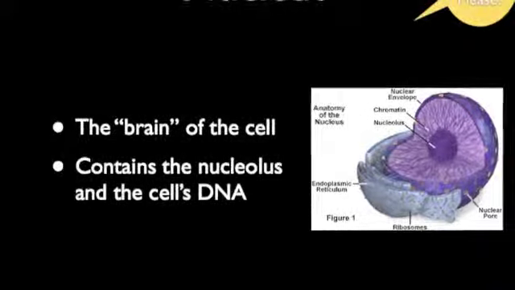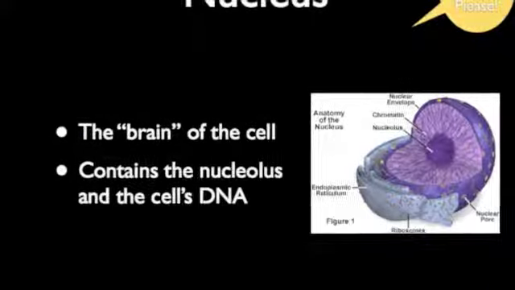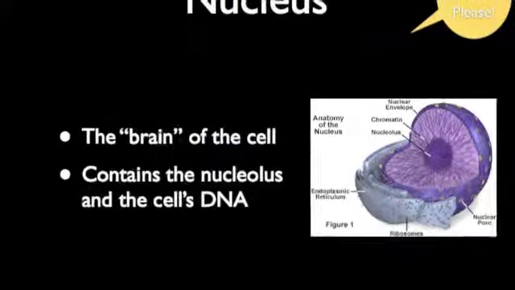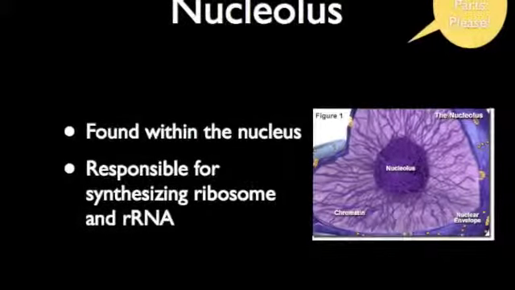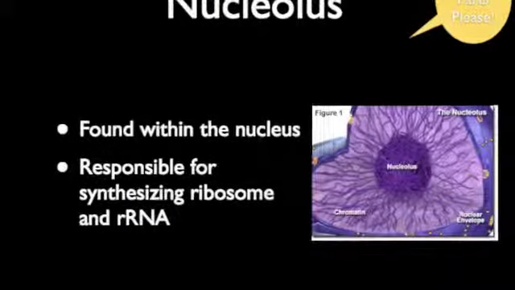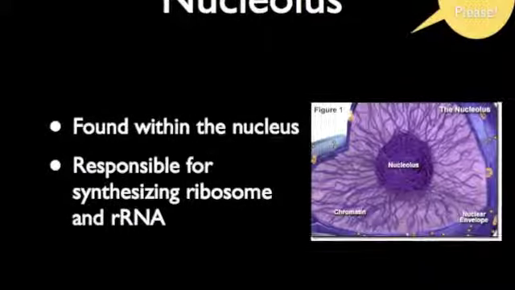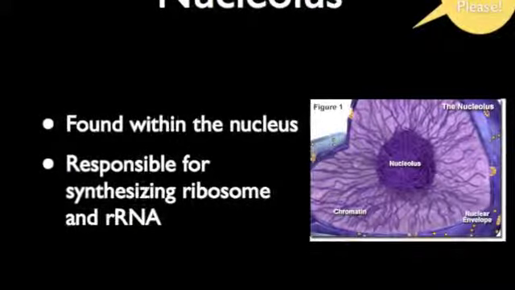The nucleus is found both in plant and animal cells. It is the brain of the cell. It contains the nucleolus and the cell's DNA. The nucleolus is found within the nucleus of a cell and is responsible for synthesizing ribosomes and ribosomal RNA.